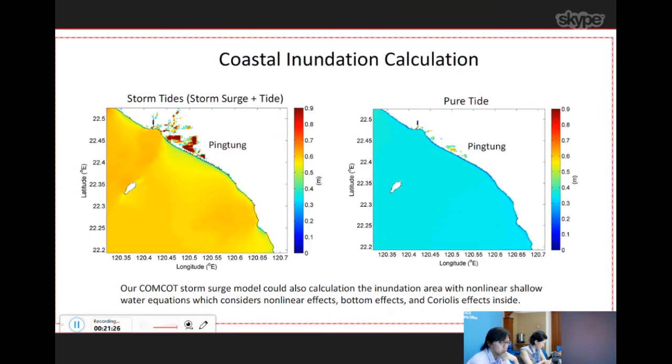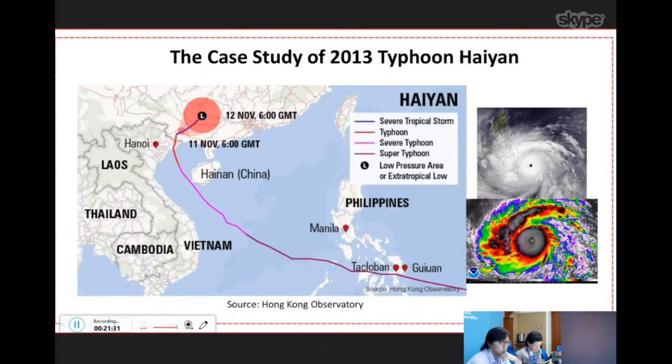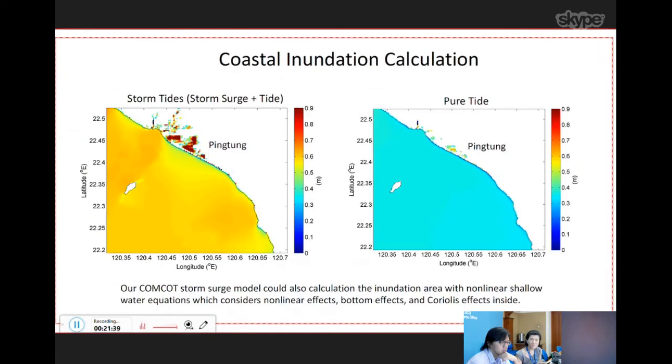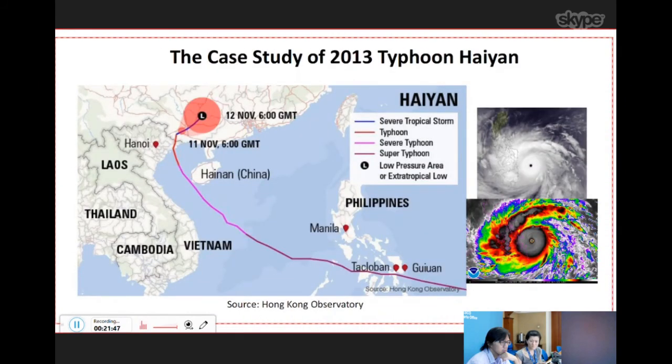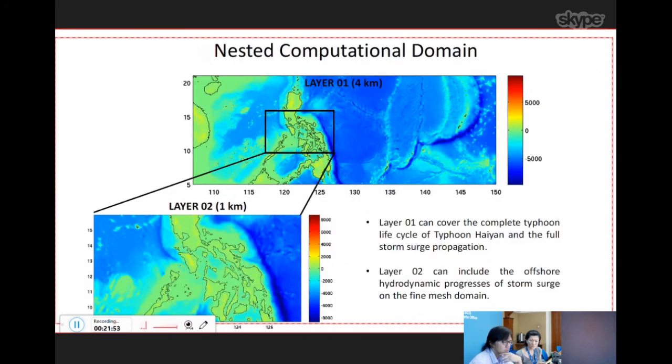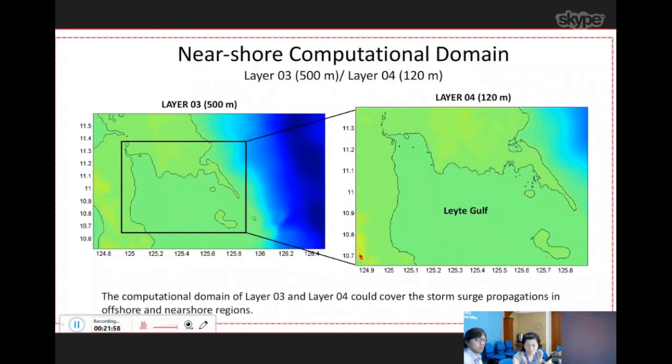Yeah. So in this case, we use the four-level nested computational domain. In the first layer, we want to cover the complete typhoon life cycle, so we use a very large domain on a spherical coordinate system. The resolution is about 4 kilometers. In the second layer, we use 1 kilometer resolution to cover the offshore hydrostatic storm surge propagation. For the nearshore and coastal regions, we use a 500 meter domain and a 100 meter domain in Leyte Gulf to focus on its storm tide and storm surge phenomenon.